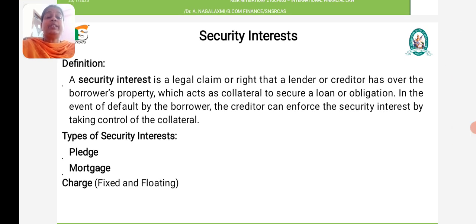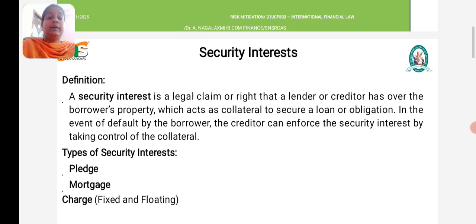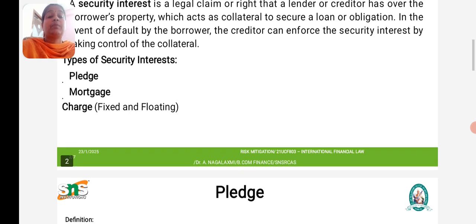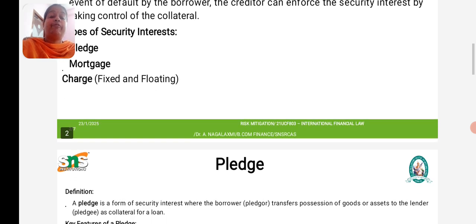Definition: a security interest is a legal claim or right that a lender or creditor has over the borrower's property, which acts as collateral to secure a loan or obligation. In the event of default by the borrower, the creditor can enforce the security interest by taking control of the collateral. Types of security interest: one is pledge, another one is mortgage, and the last one is the charge. It may be fixed or floating.